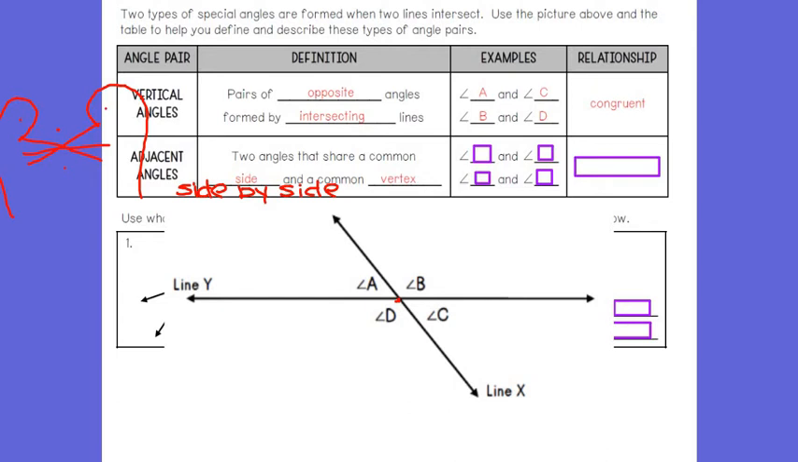So who's side by side here? A and B are side by side. C and D are side by side. There are actually some more. A and D are side by side. And B and C are side by side. Whenever you write one of the letters, you always have to put that little symbol, and if we don't, it means angle.